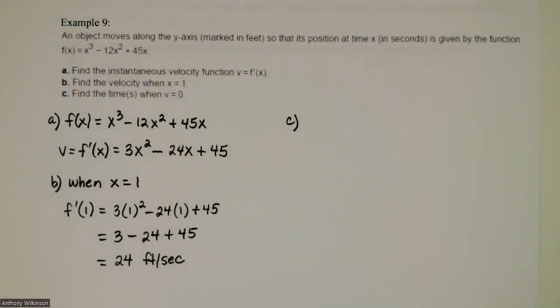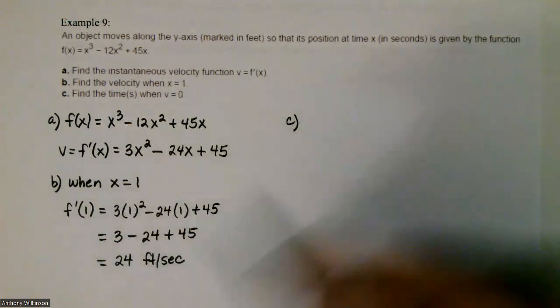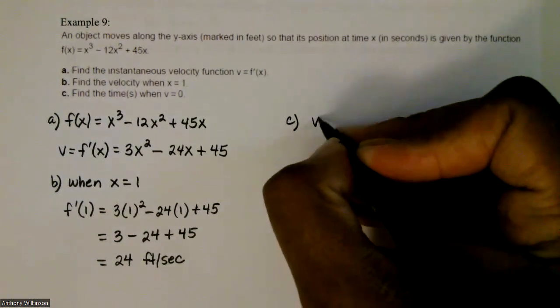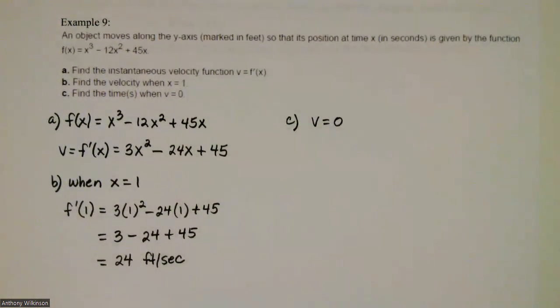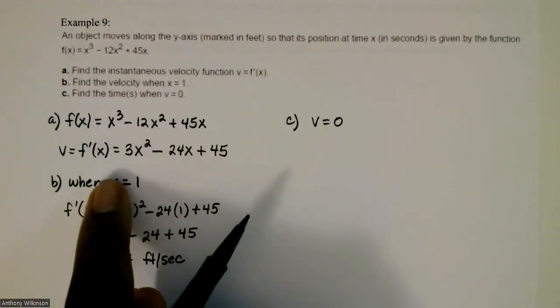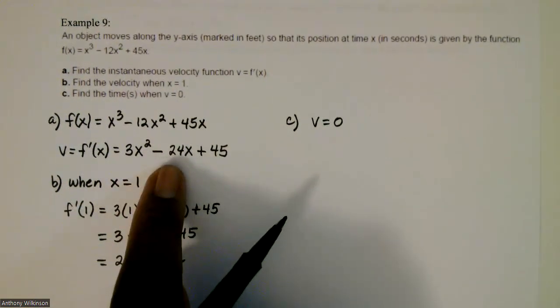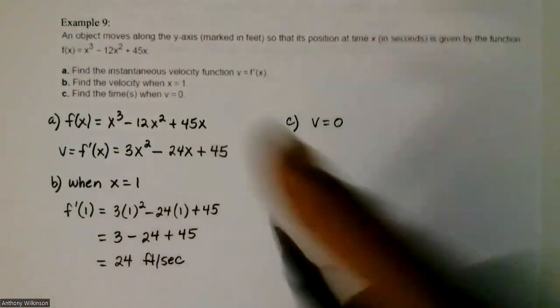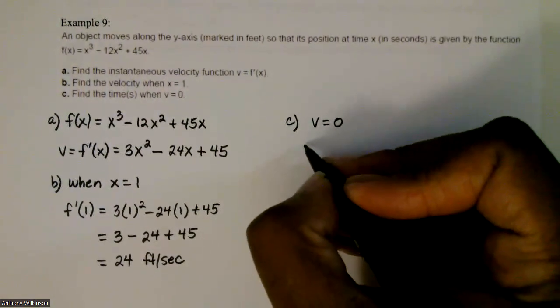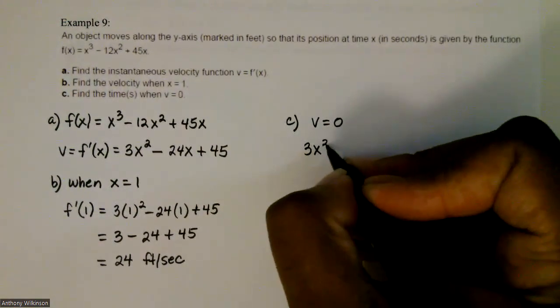All right, part C. Find the time or the times when your velocity is equal to 0. So in other words, we want to know what's the time when v is equal to 0. And this is our velocity function, 3x squared minus 24x plus 45. We're going to take that, set it equal to 0.